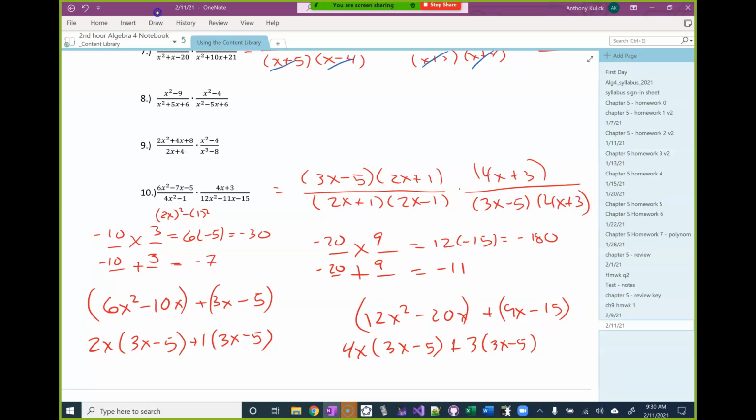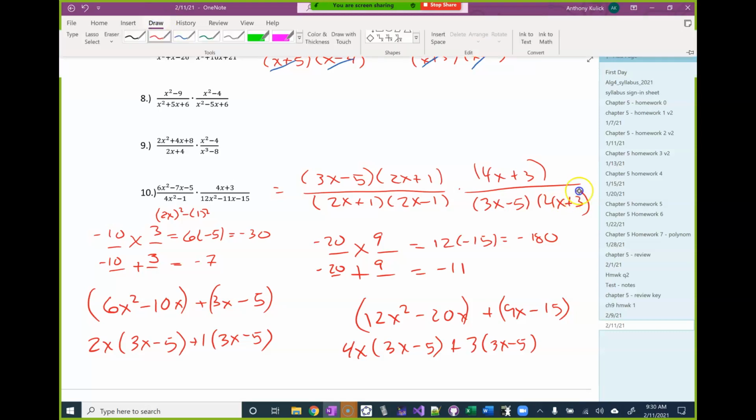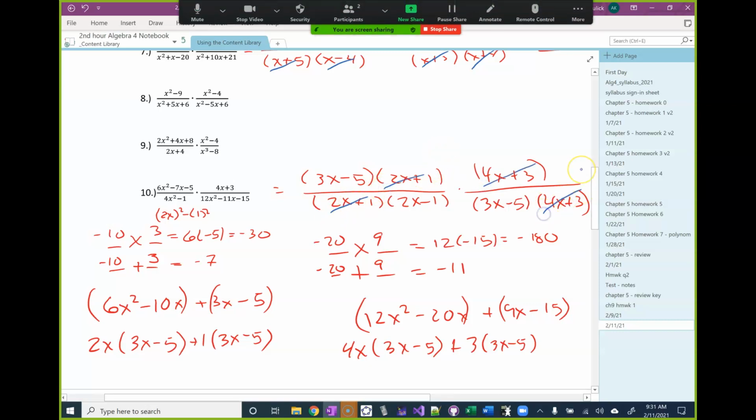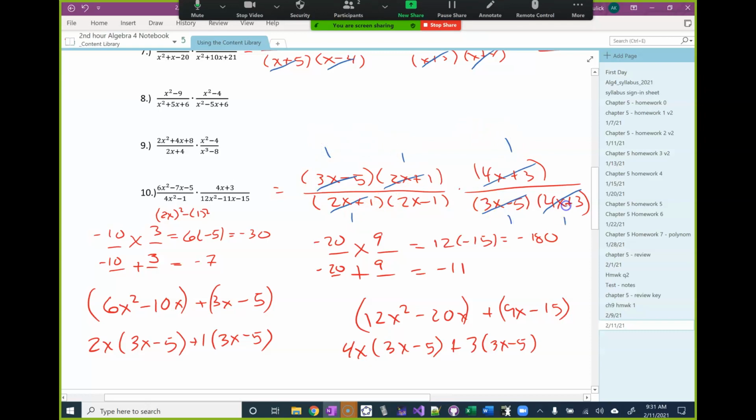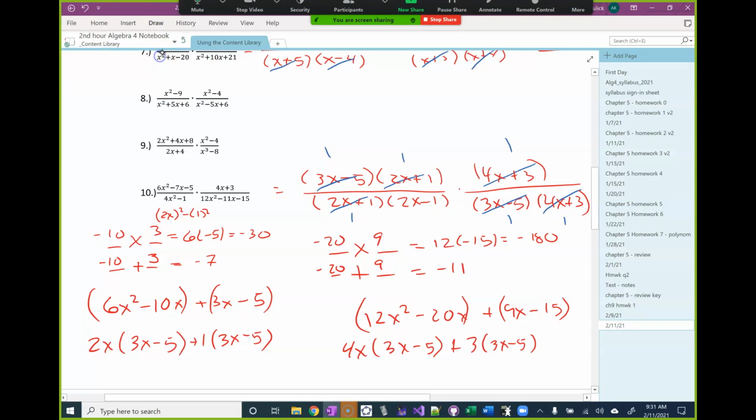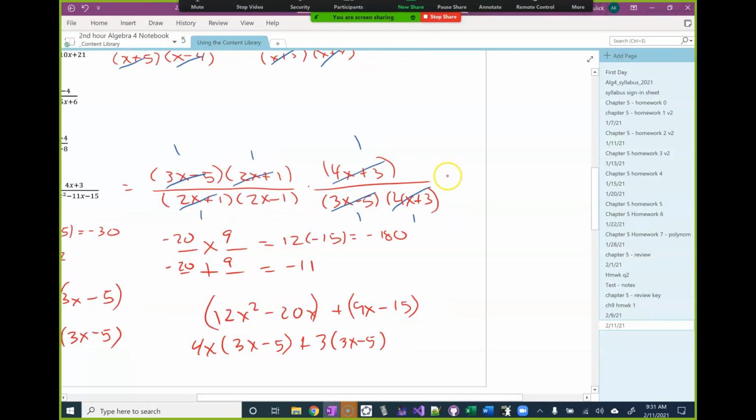Now I get to reduce here. The 2x plus 1's, the 4x plus 3's can reduce, and the 3x minus 5's can reduce. Remember, when I cross these out, they all become 1. So the numerator is just going to be 1 times 1 times 1, or 1. And the denominator is 1 times 2x minus 1 times 1 times 1, so just 2x minus 1. That's all she wrote.